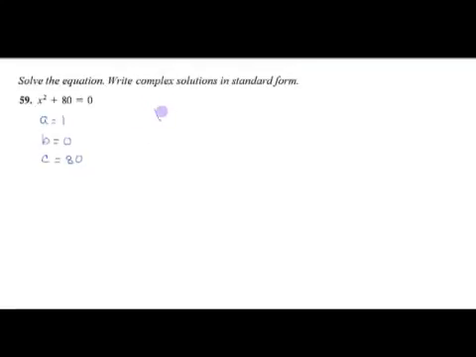So we have x is negative b plus or minus the square root of b squared minus 4 times a times c. So 4 times 80, we have a negative 320 there, all over 2 times a. So x is 0 plus or minus the square root of negative 320 all over 2.